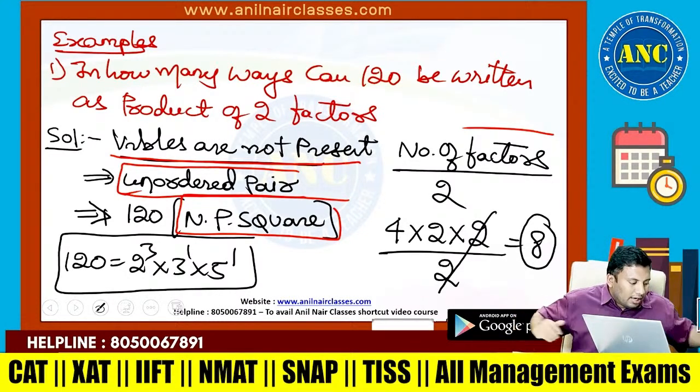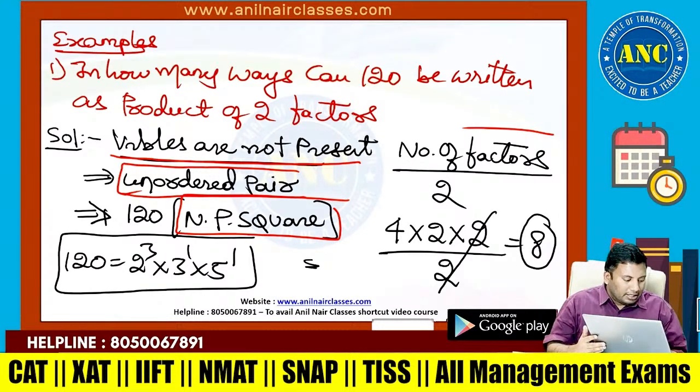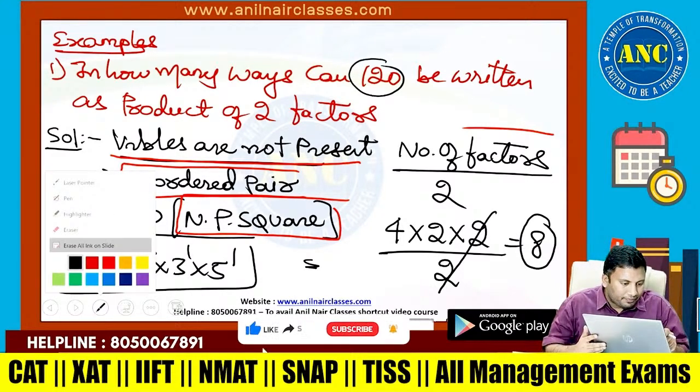Now, we will continue with 2 more. Write examples. This is a non-perfect square. Next one.